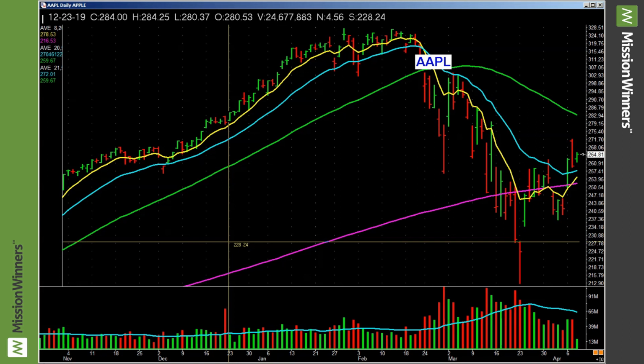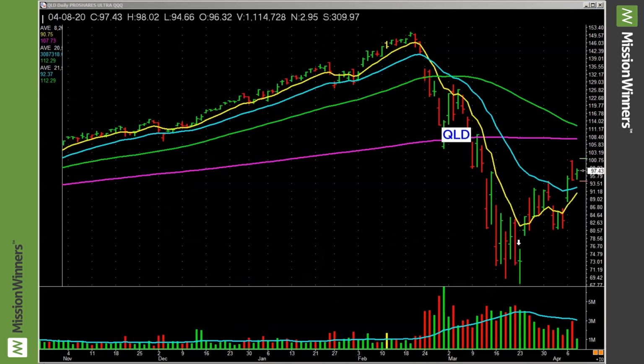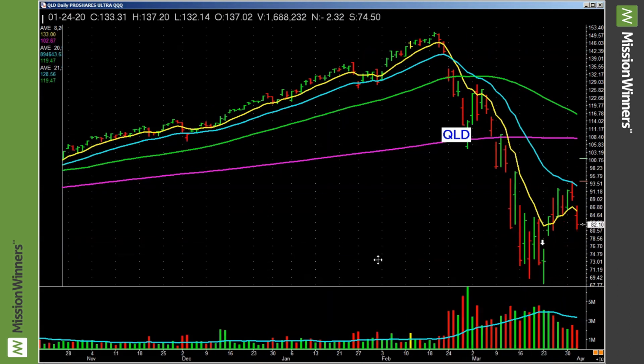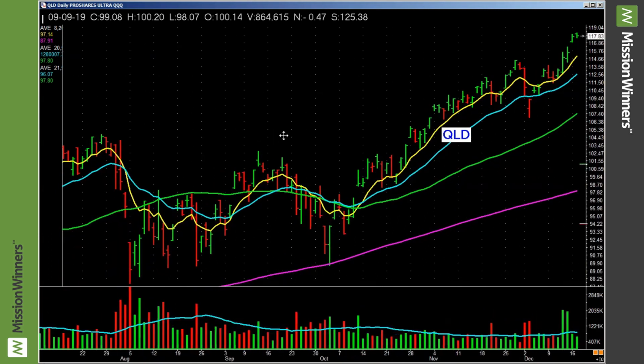ETFs of choice, QLD and SSO. They're big, they're fluid, and you can utilize them too. Just for what it's worth, they can provide entry spots. Is there any right here? That's pretty loose right now. But look at right here. You want to see something cool? It's simple.